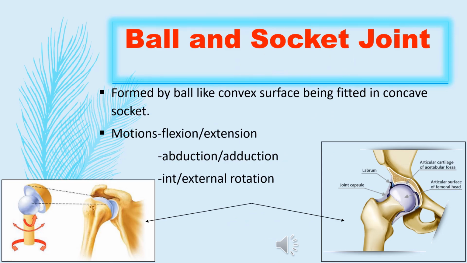The important joint in the body is the ball and socket joint. It is formed by a ball-like convex surface being fitted in a concave socket. So it allows movements in three planes, that can be flexion extension, abduction adduction, or internal or external rotation. As you can see, the examples are the shoulder joint and hip joint. In the shoulder joint, the humeral head is a convex surface and the glenoid fossa is behaving as a concave surface, so it is like a ball in a socket.